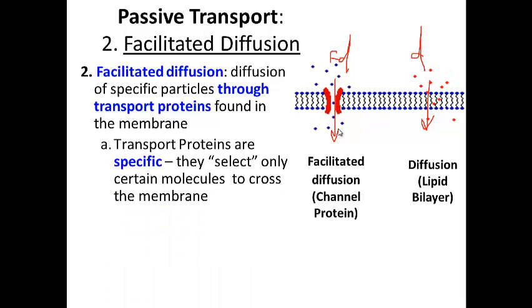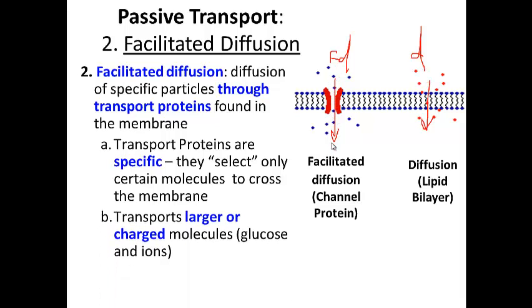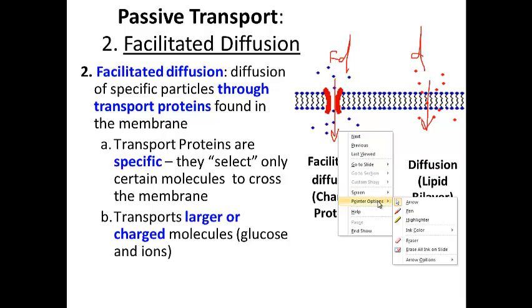Okay? So they're very specific. They're not just going to allow anything to go through here. They're specific in what they choose. But what this allows is larger and charged molecules to go through. So for example, glucose and different ions that are needed in our body, because it's a larger hole or a larger pore.